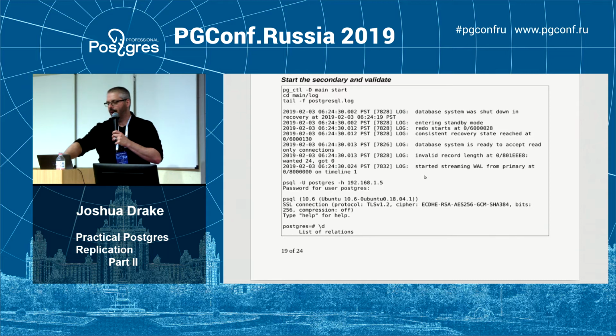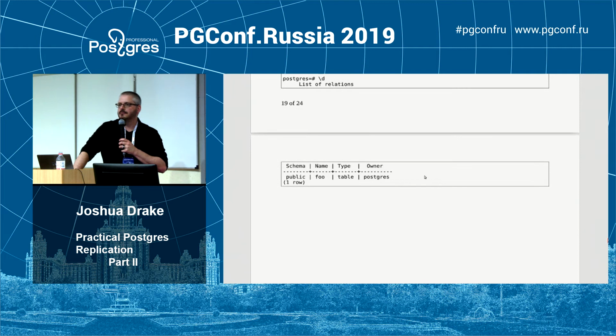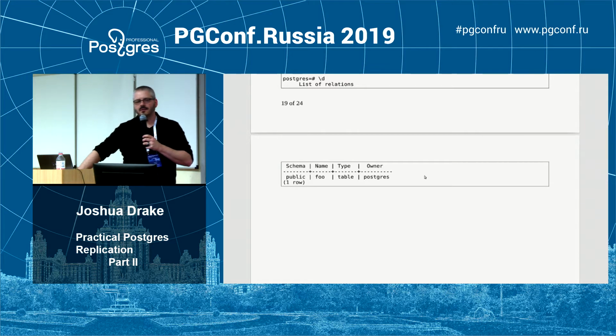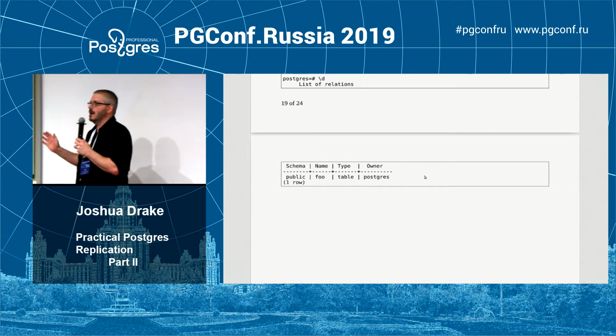Started streaming WAL from primary at, boom, on timeline 1, and I am now connecting to my secondary on .5. I enter in my password, and there it goes. It shows that I'm on an SSL connection using TLS version 1.2 with various ciphers. Compression is off because of that bug in OpenSSL. I do \d to show a list of relations, and there's my little table. Boom. Replication is working. If I were to insert data, or create a new table on the primary, of course, it would automatically replicate across.